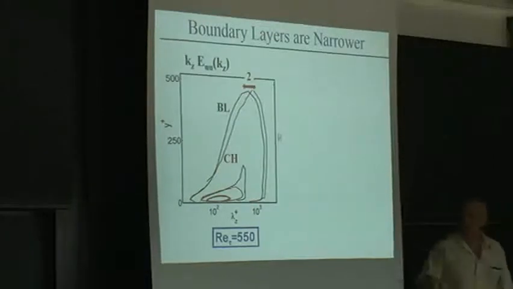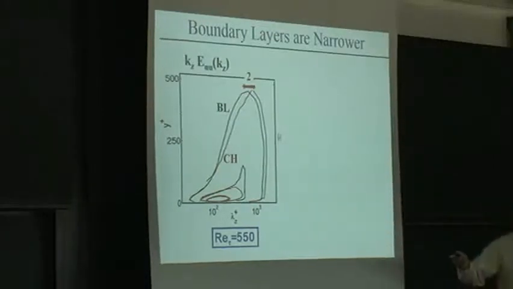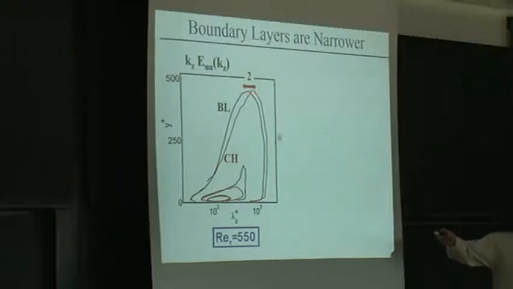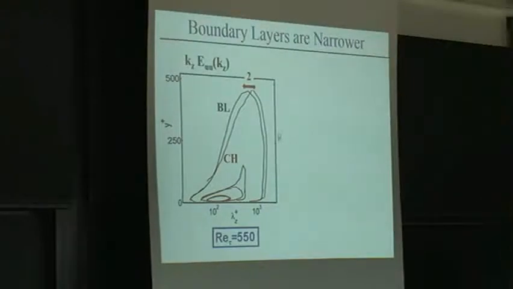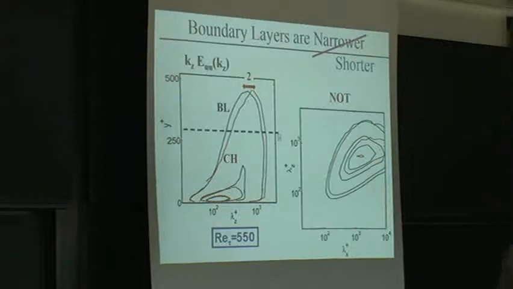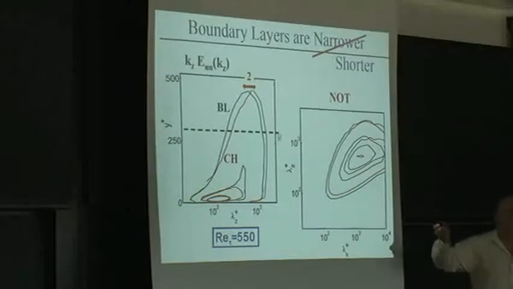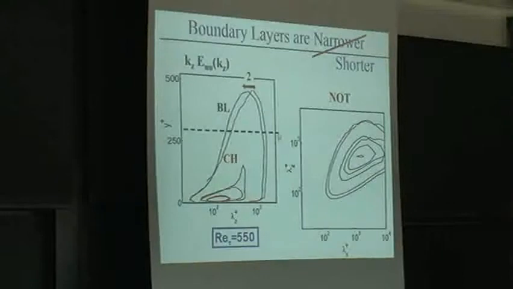Okay? And when you do the one-dimensional spectra, here is a one-dimensional spectrum as a function of the spanwise wavelength at the same Reynolds number. That is clear. The boundary layer is the black one and the channel is the red one, and there is a factor of 2 in the width. It's not. When you do the two-dimensional spectrum of that, it is this. The spectra are exactly the same. The boundary layer and the channel are exactly in the same place. The difference is that the channels are longer.